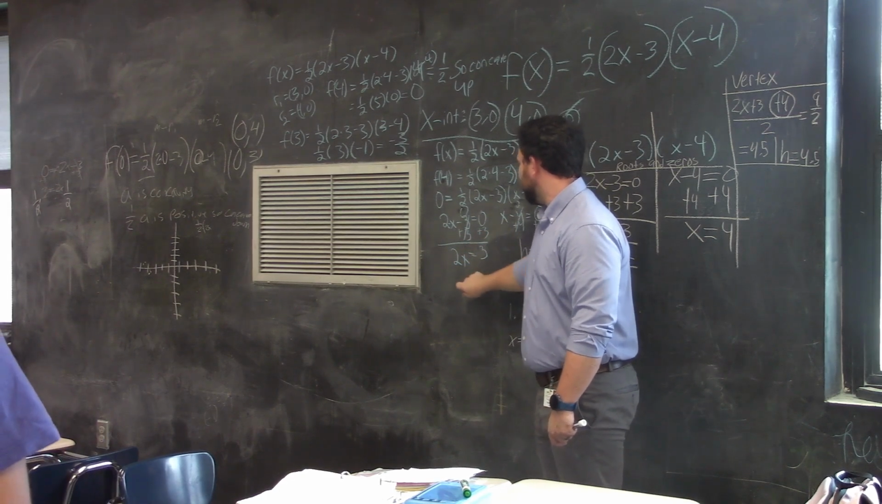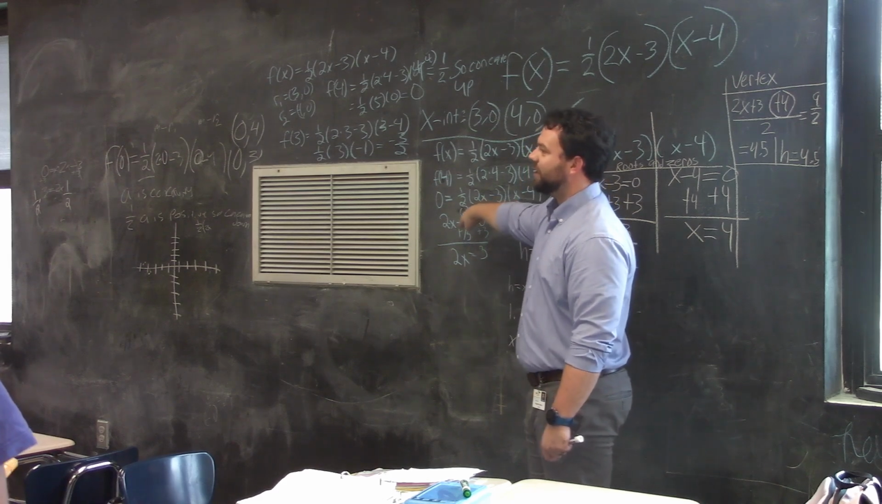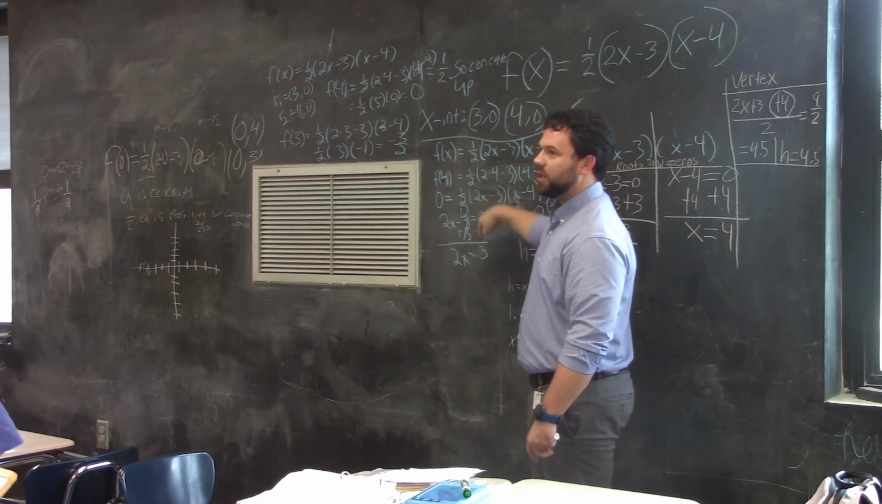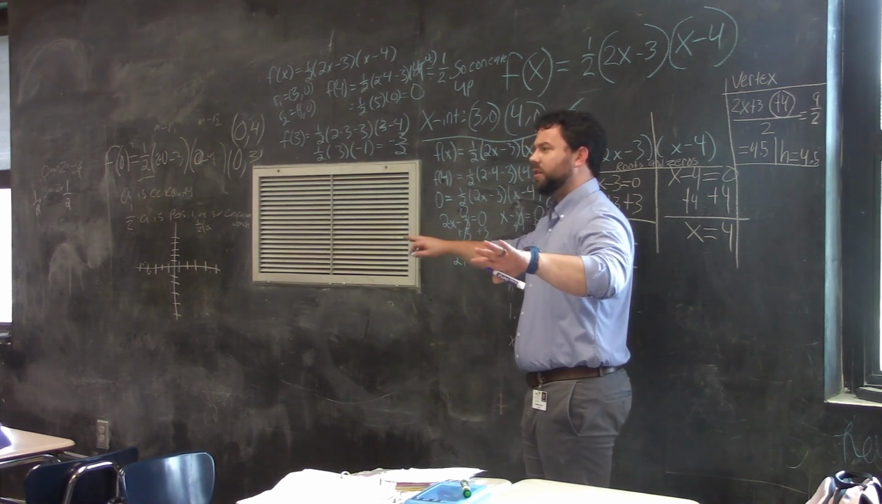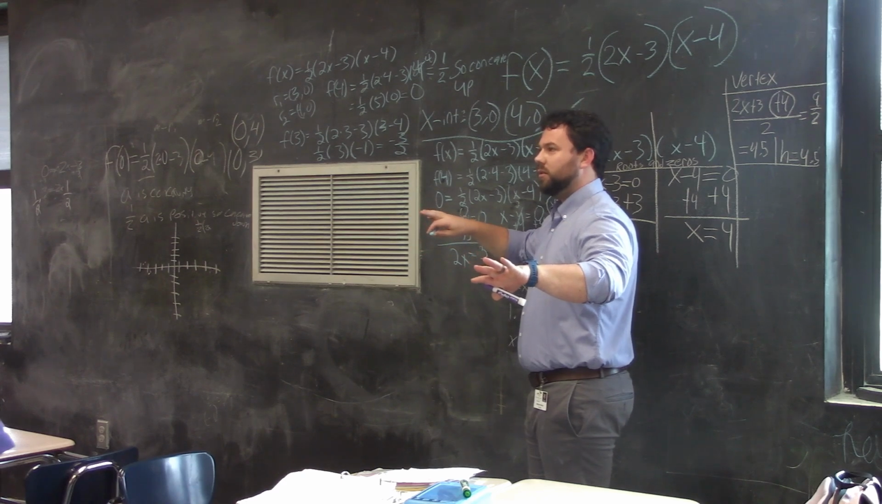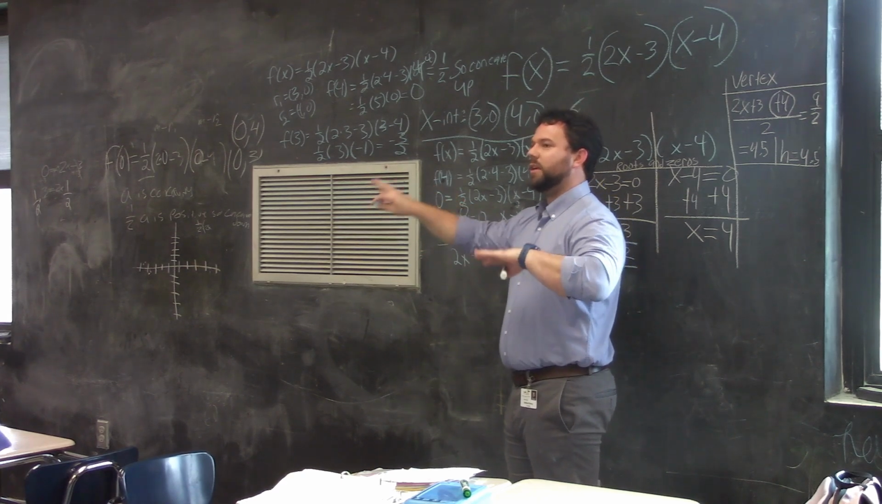Remember, whatever I do to one side of the equation, I gotta do to the other side. Did I talk yesterday about what that's called? What I do to one side, I do to the other? It's called the properties of equality.